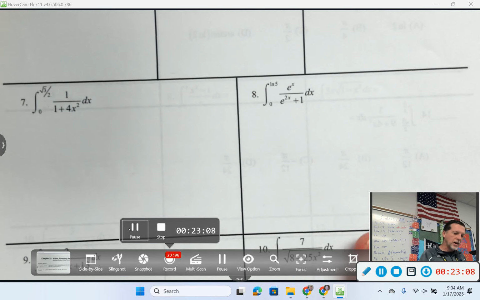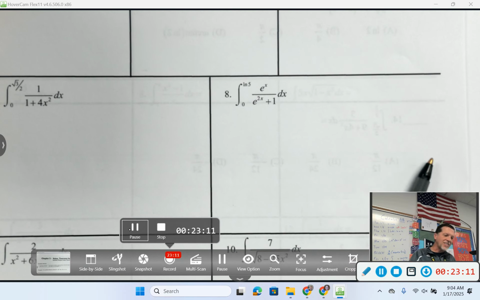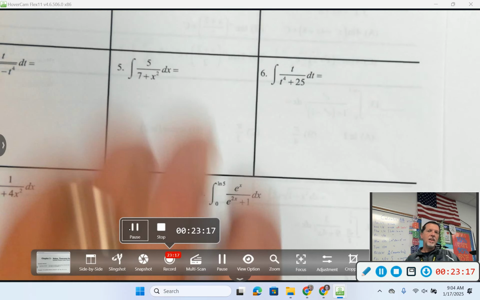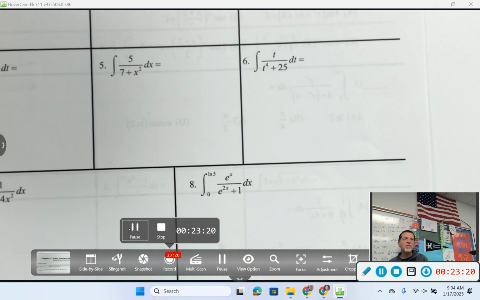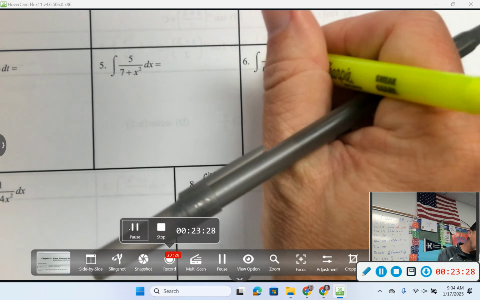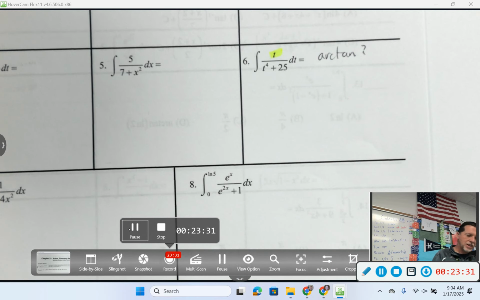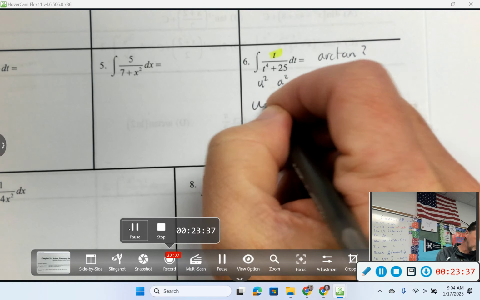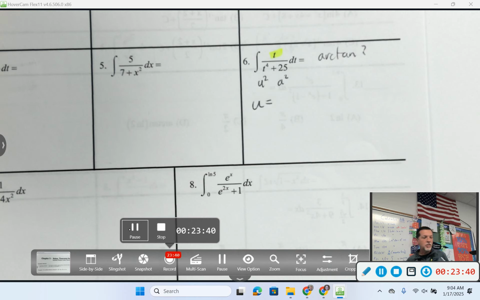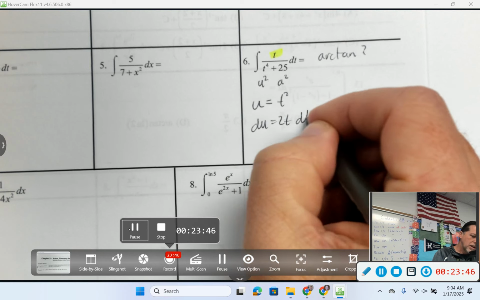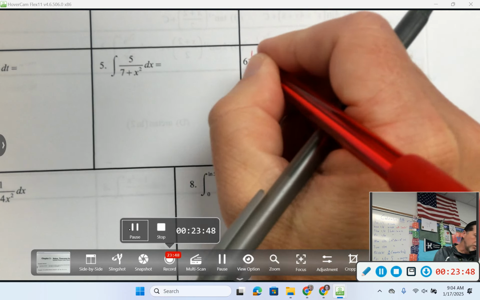Let's peek ahead at number 6. What do we think number 6 is? Number 6 looks like arctan, but there's this extra t in the top. So we'll have to figure out where that came from. If it's arctangent, what is u going to be to make this work? T squared, and now I know where that t came from. So 2 and 1/2.